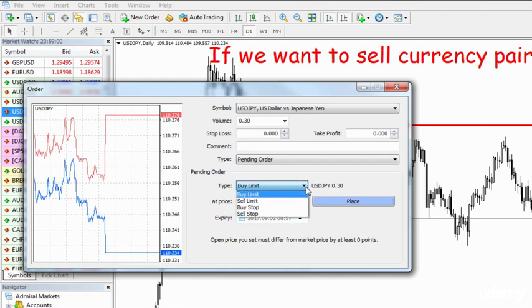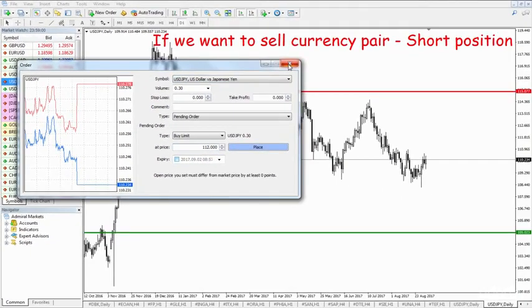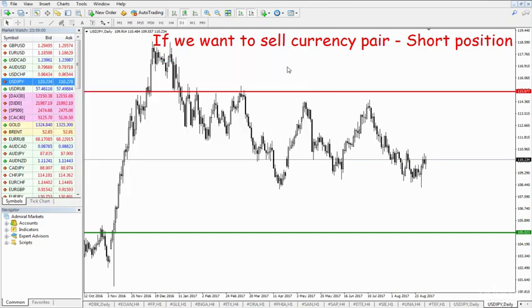Then, in the type field, he must select the type of pending order, and then in the at price field, enter the price from which he wants to activate the position, and then click the Place button. Also, as with market orders, you can set the take profit and stop loss. Trading with pending orders will be explained in more detail in the next two lessons.